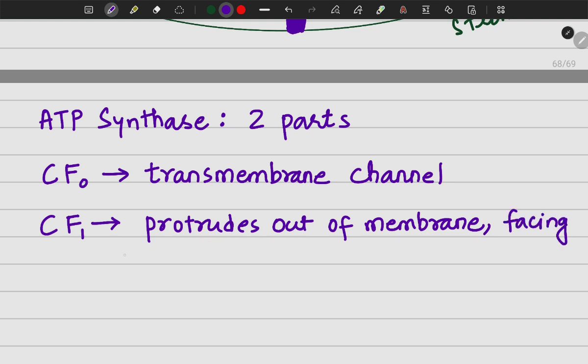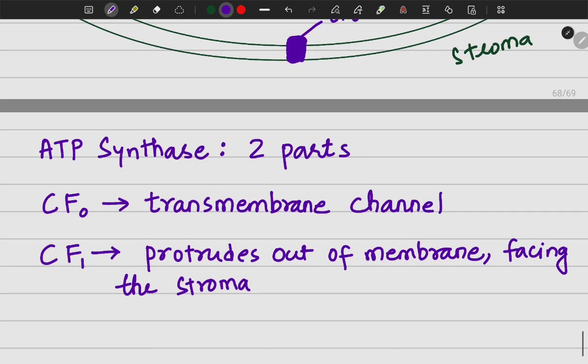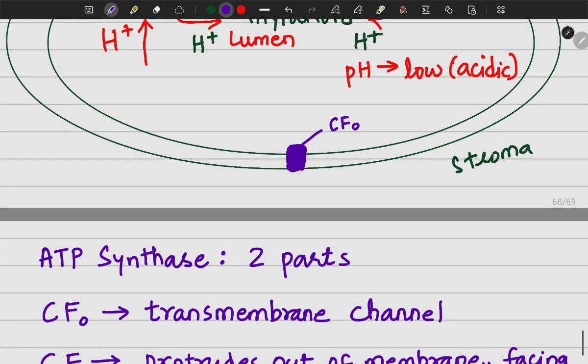So this part of the enzyme faces the stroma and is situated towards the outside of the membrane. Let me draw it here like this. So this is the CF1 part of the ATP synthase enzyme. It is also called the F1F0 complex. So this forms the ATP synthase enzyme.